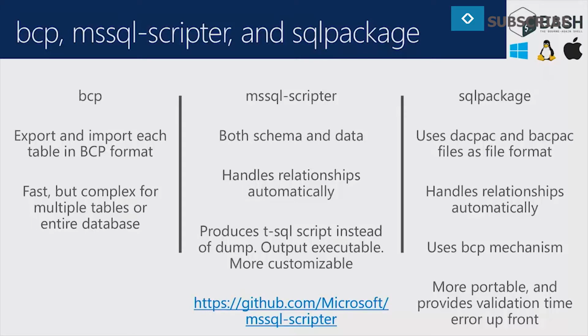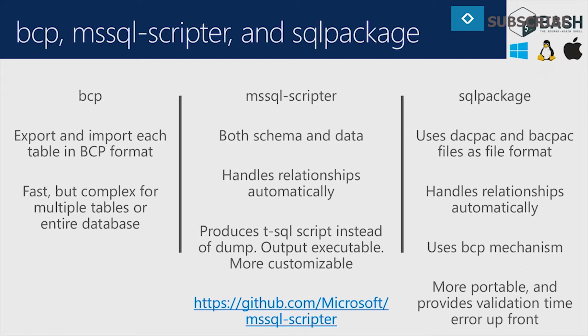Now that we have demoed our main T-SQL editors known as SQL CMD and MS SQL CLI, now I want to talk about more of our CLI tools for data transfer. To start off, we'll start off with BCP, which is mainly used to export and import each table in a BCP format. It's very fast, but it's very complex for handling multiple tables or an entire database. It also can't really recognize relationships well, such as primary keys and foreign keys.